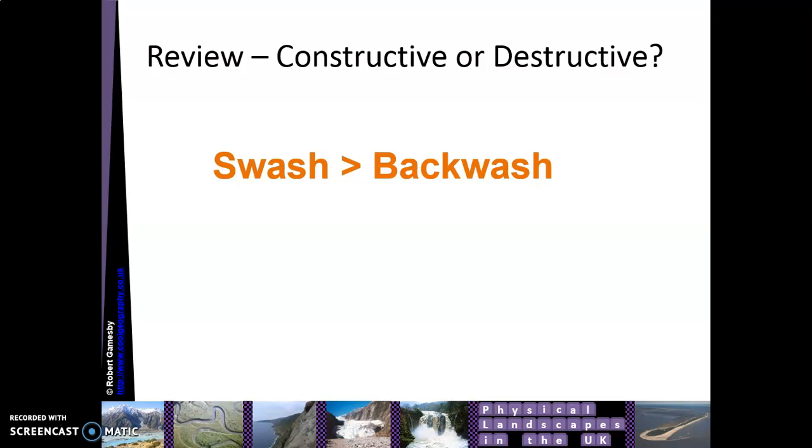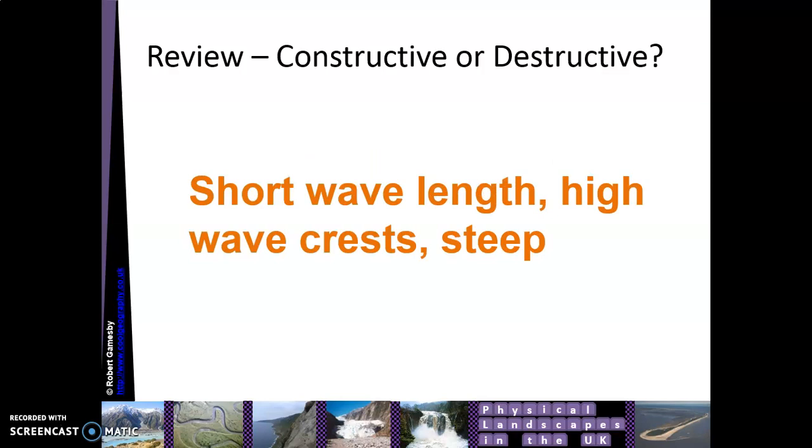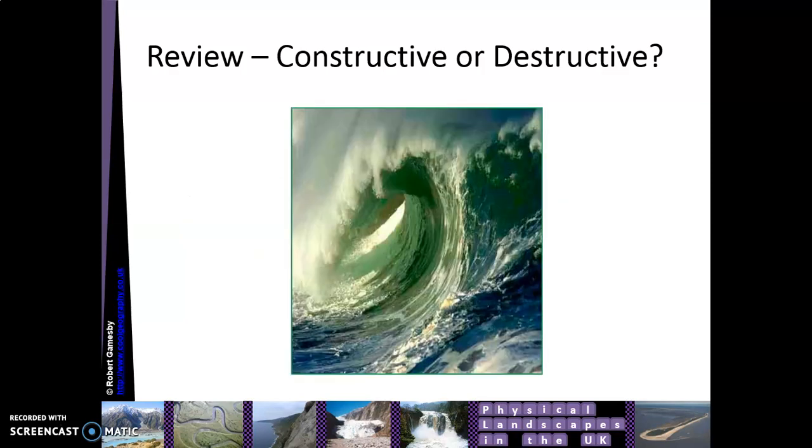Where swash is greater than backwash is a constructive environment, because you've got more material being taken onto the beach than off the beach. If you've got short wavelength, high wave crests, and the waves are quite steep, the beach profile is quite steep, it's going to be destructive. So this is the destructive wave again.